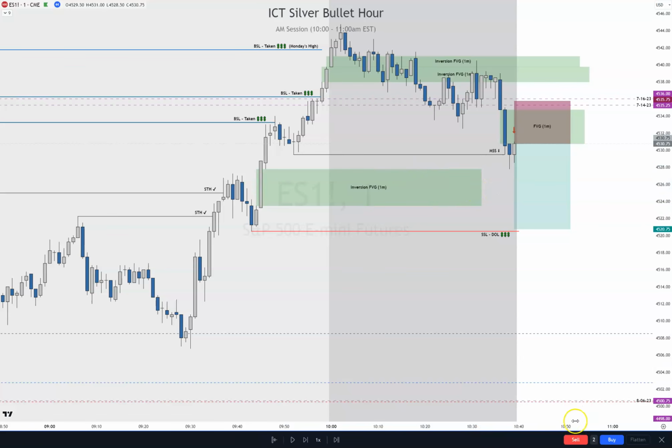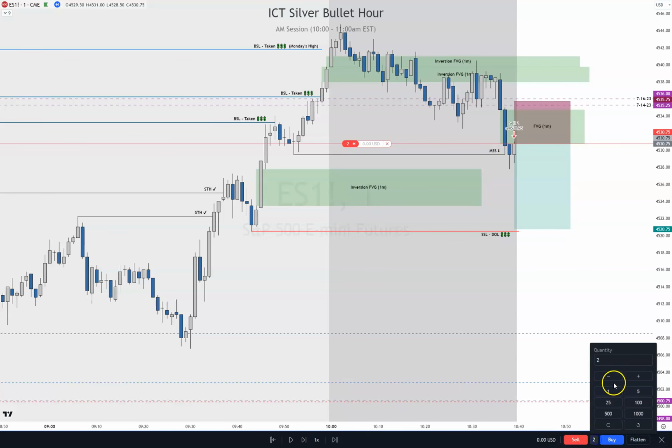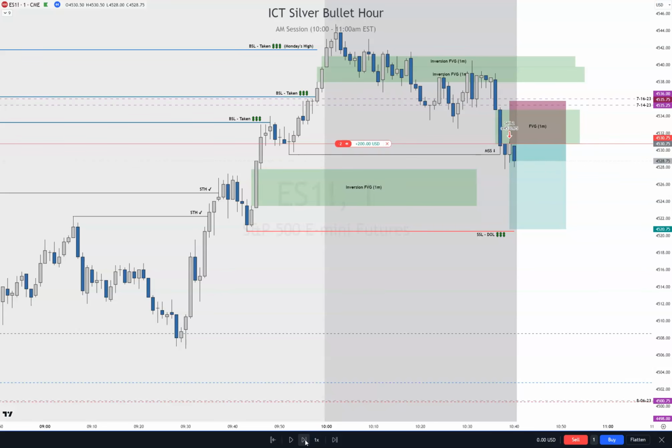Okay, so let's take 2. We didn't take any. Let's take 2. Sell 2 right there. 2 contracts. So I'll take my short, and take a partial, it's down to 1. So let's see how this goes.